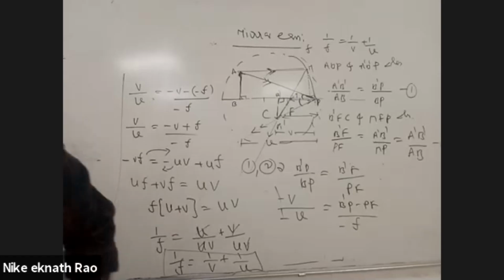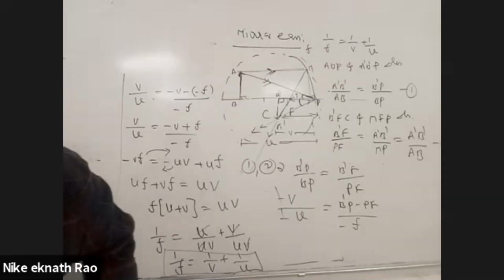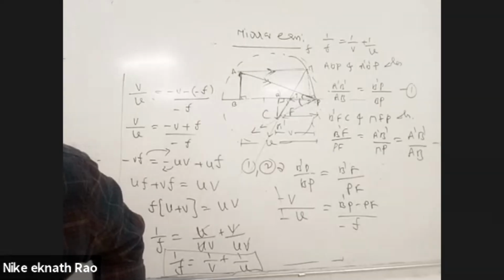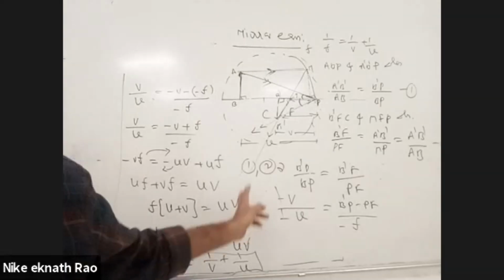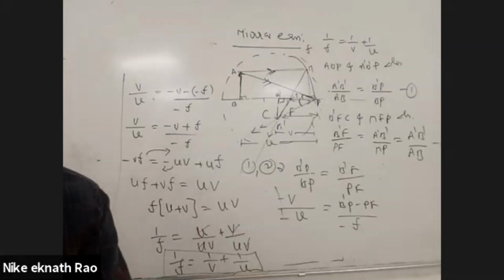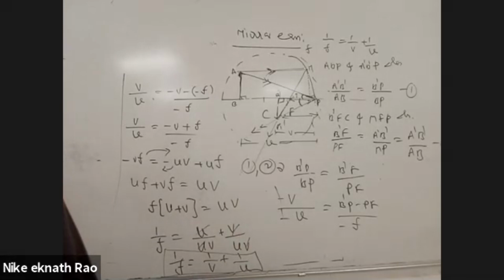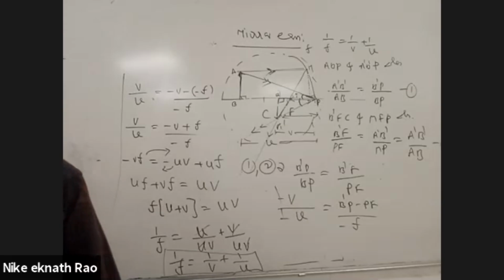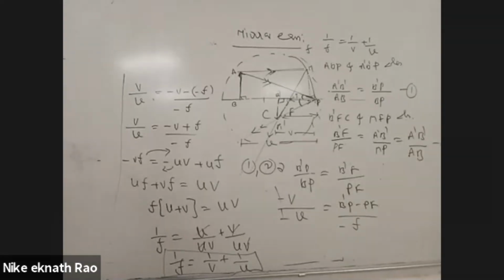An object of 5 centimeter height is placed at a distance of 15 centimeter from a concave mirror of radius of curvature 20 centimeter. Find the size of image.